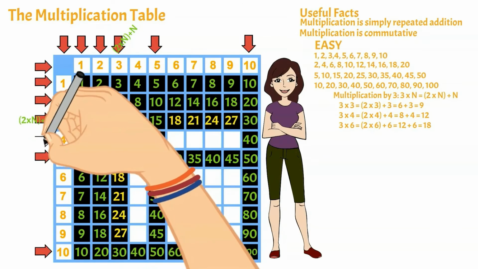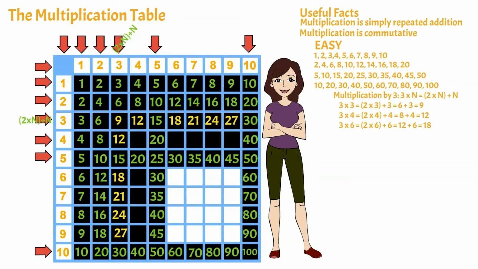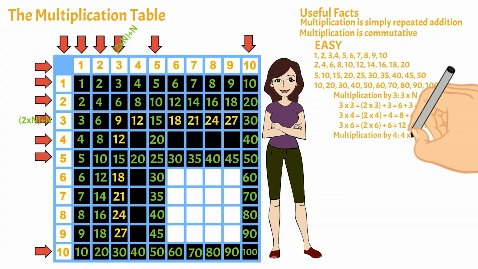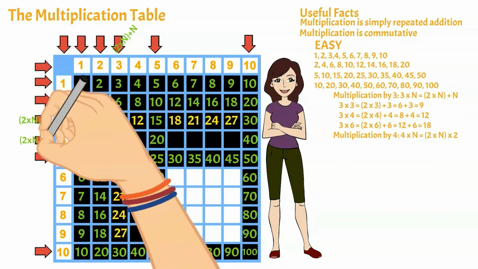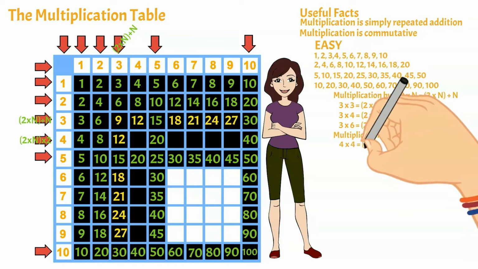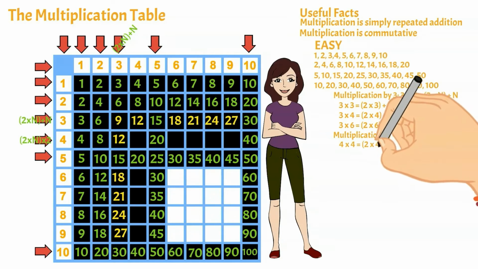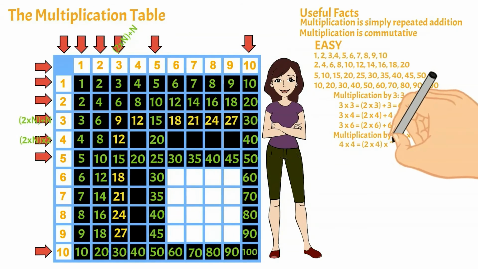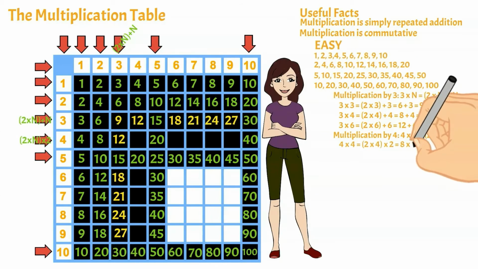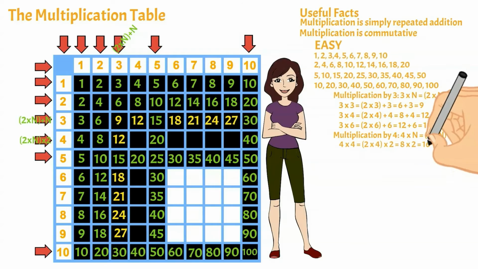Next, let us try multiplication by 4. Again, we can use multiplication by 2 in solving multiplication by 4. This time let us just fill out the empty boxes. 4 times 4 is actually 2 times 4 times 2. It then becomes 8 times 2, which is equal to 16.